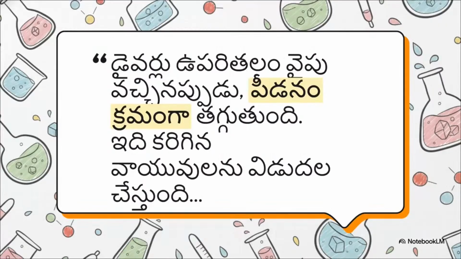ఆడమ్, ఇప్పుడు చూడండి, ఈ సోడా బాటిల్ కథని మన డైవర్ కథతో కనెక్ట్ చేద్దాం. ఈ స్లైడ్లో ఉన్న కోట్ చూడండి. డైవర్ ఉపరితలం వైపు వచ్చినప్పుడు పీడనం క్రమంగా తగ్గుతుంది. ఇది కరిగిన వాయువులను విడుదల చేస్తుంది మరియు రక్తంలో నైట్రోజన్ బుడగలు ఏర్పడటానికి దారితీస్తుంది. సోడాలో కార్బన్ డయాక్సైడ్ బబుల్స్, డైవర్ రక్తంలో నైట్రోజన్ బబుల్స్. కానీ ఇక్కడ తేడా ఏంటంటే ఇది ప్రాణాలకే ప్రమాదం.